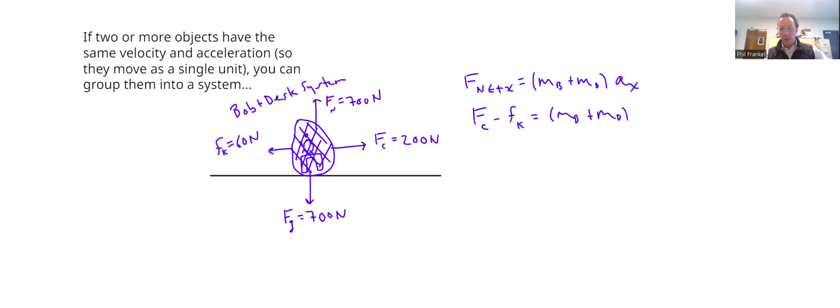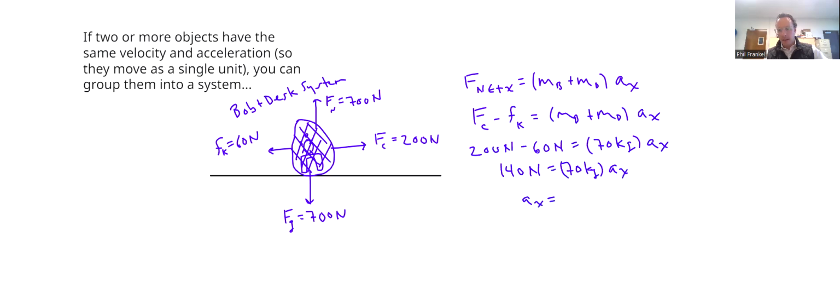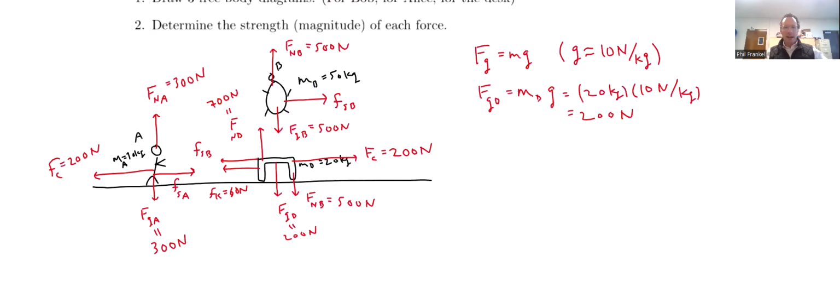That is 200 newtons minus 60 newtons equals, Bob and the desk collectively have a 70 kilogram mass. And so I have 140 newtons equals 70 kilograms times the acceleration. It looks like the Bob-desk system accelerates at a rate of 2 meters per second squared, picking up 2 meters per second of speed every second in this case. Great. So now I can go back up here, and I know that Bob is accelerating to the right at 2 meters per second squared.